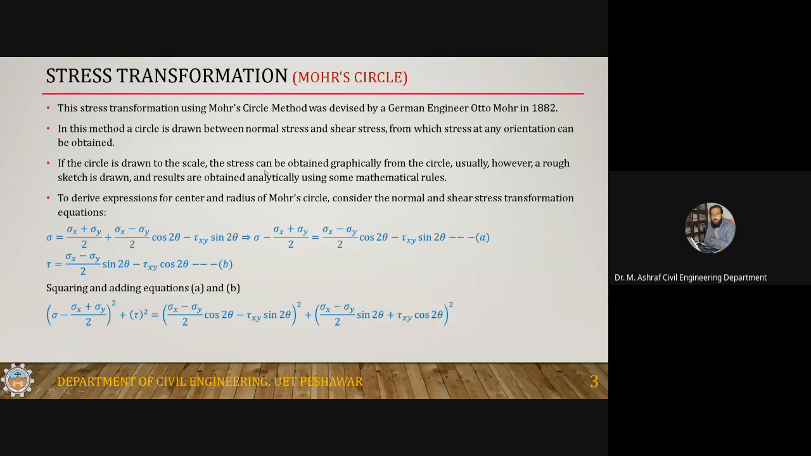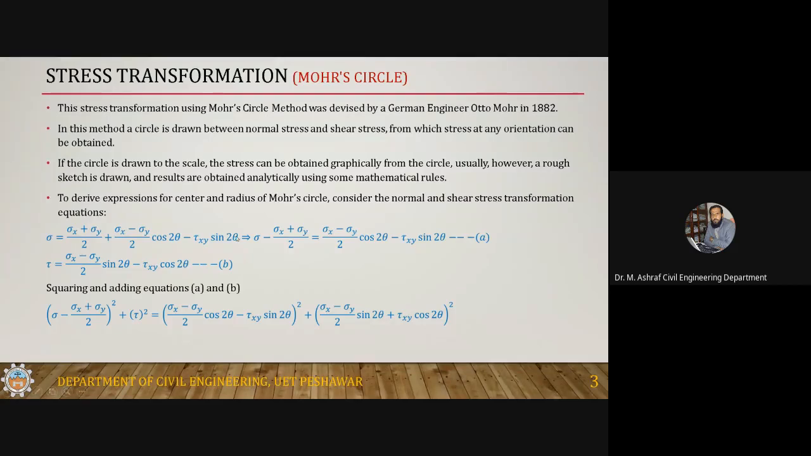If the circle is drawn to scale, the stress can be obtained graphically from the circle usually. However, a rough sketch is drawn and results are obtained analytically using mathematical equations, trigonometric and geometric equations like the Pythagoras theorem, sine theta, cos theta. Now to derive an expression for the Mohr circle, meaning the center and radius of the Mohr circle, which are the two requirements.